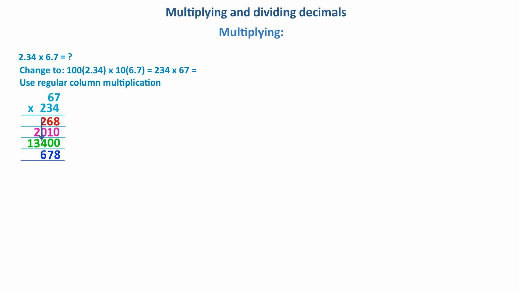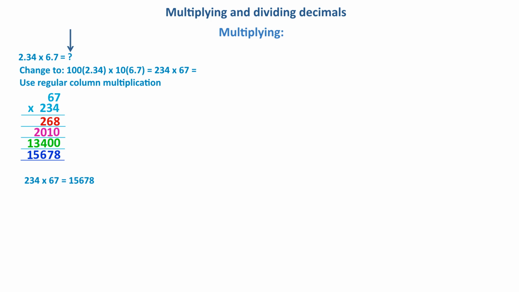In the fourth column, we have 2 plus 3, which is 5. And then finally, we just have a 1 in this last column, so we write a 1 at the front of our answer here. Now we've worked out that 234 multiplied by 67 is equal to 15,678. But this isn't actually what we were trying to work out. We were trying to work out what 2.34 times 6.7 is equal to.